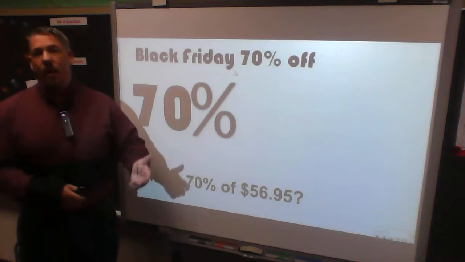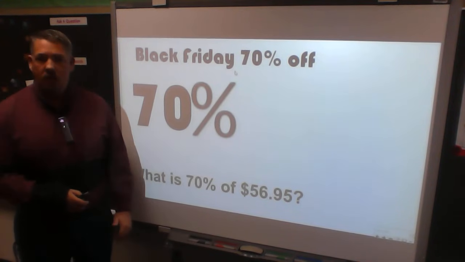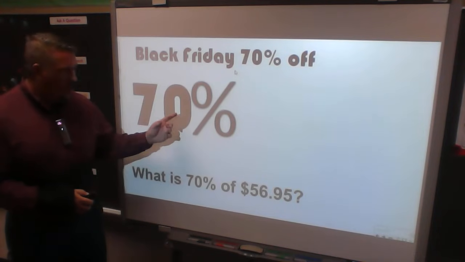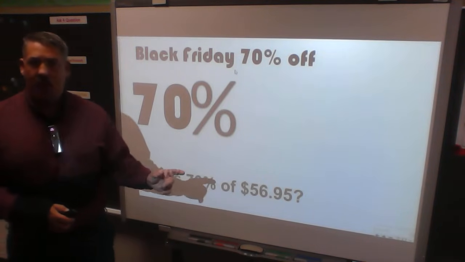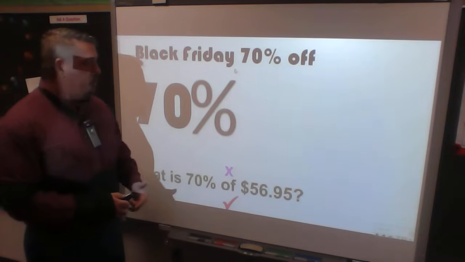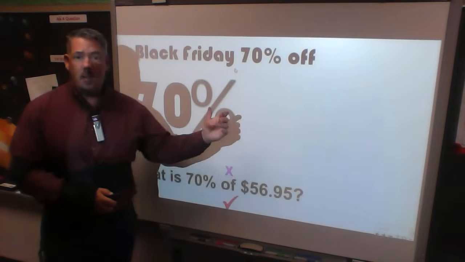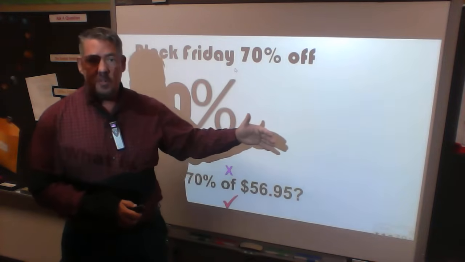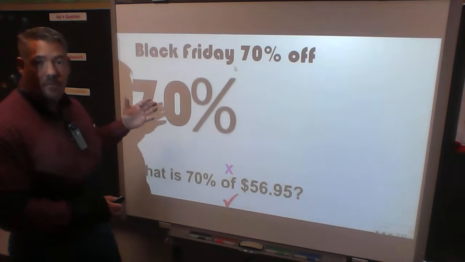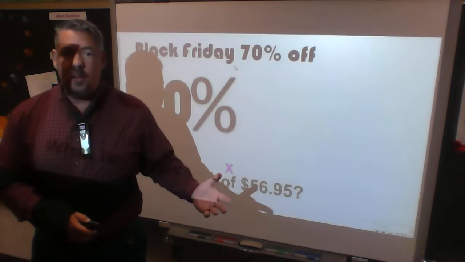So how in the world could I find out how much was going to be taken off? Well, in order to do it, I would have to know that I can change my 70% into a decimal or into a fraction. And we said when we go into fraction form that I can put it over 100 and reduce. And when I go into decimal, I can drop my percent and move the decimal from right to left 2 times. But still, what am I doing?